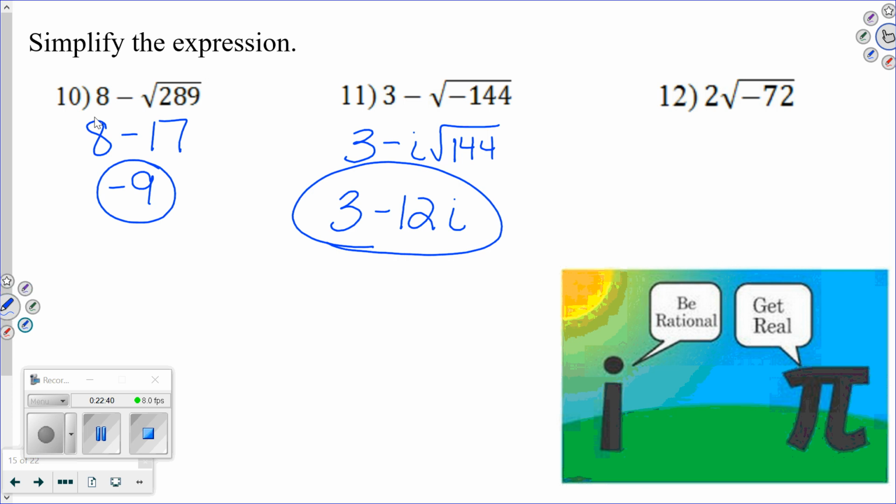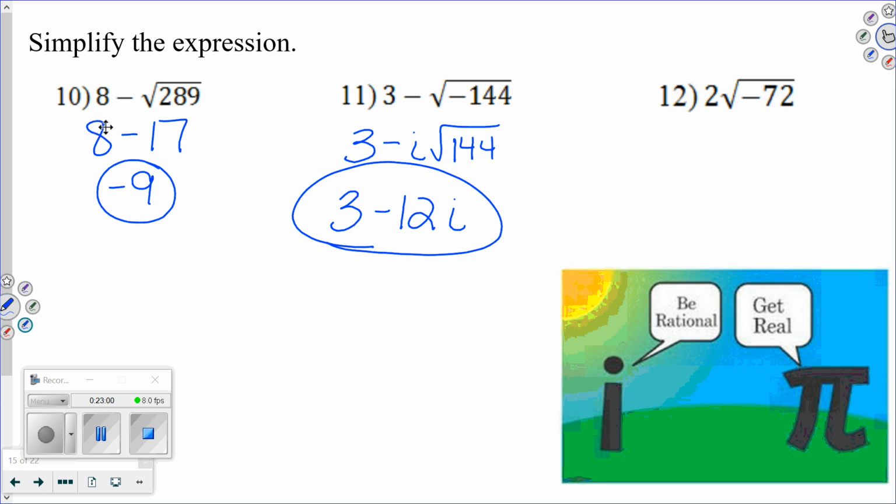Number 10, the negative was on the outside. It was not imaginary. So these were just plain old numbers. I can put them together. Here, the negative's under the radical, which becomes an I. And then the one has an I, one doesn't. They're not like terms. I can't go any further. We okay? All right, number 12.